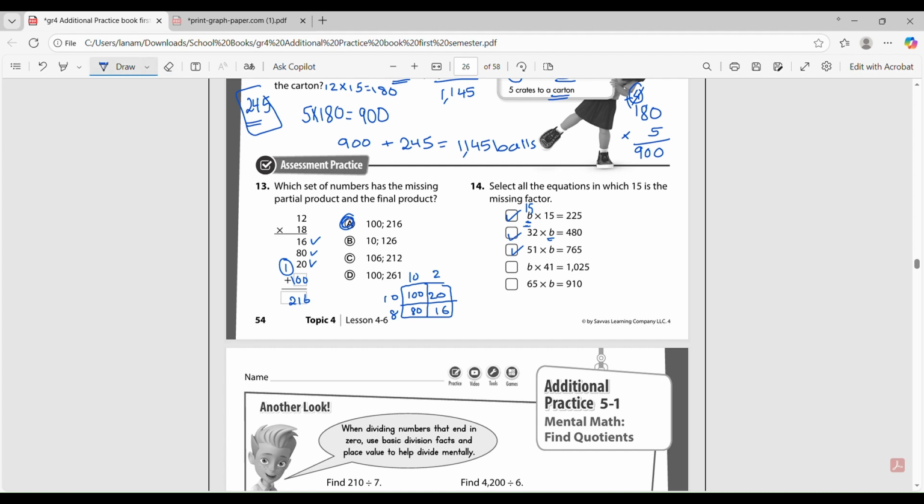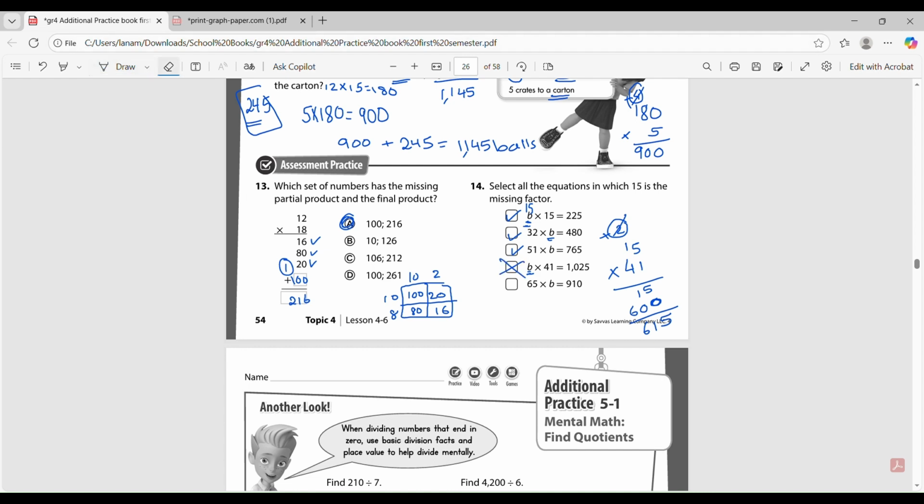I have here b, which means the variable, which means 15. 15 times 41. 1 times 5 is 5. 1 times 1 is 1. Now we will start with the tens, so we need to put the 0 first. 4 times 5 is 20. I put the 2 here and 0. 4 times 1 is 4, plus 2 is 6. 5, 1, 6. So this is wrong. Let's do the last one.